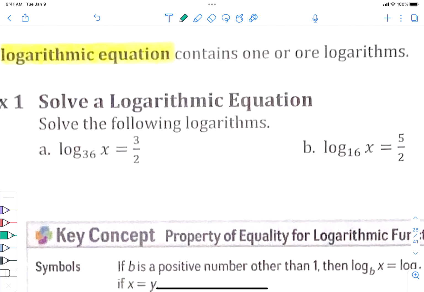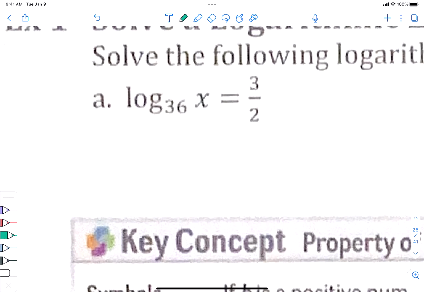So example 1, this guy is log with a base of 36, and normally we don't see bases that big, but it's fine. It's the same as what we've done before. We're trying to solve for x, okay? This is a log function. And to solve for x, what do you want to do? Make it an exponential function. That sounds like a really good starting place to me.